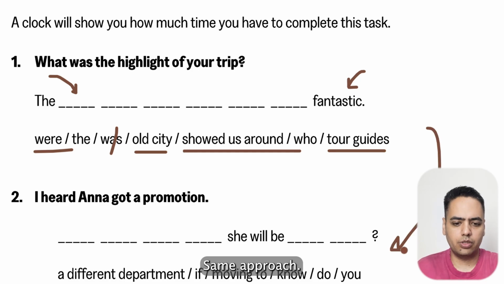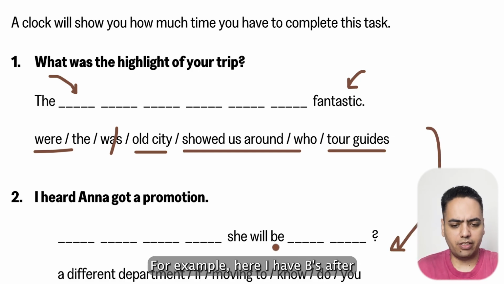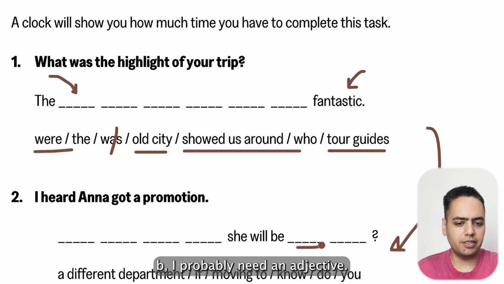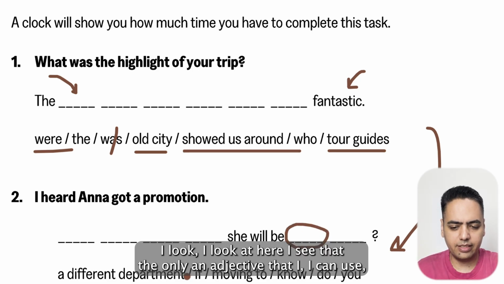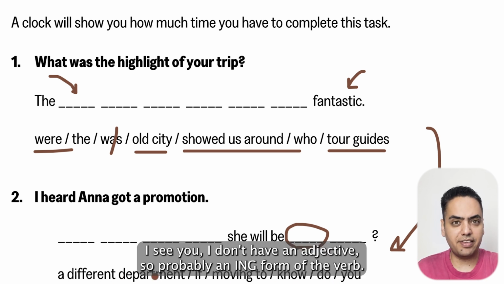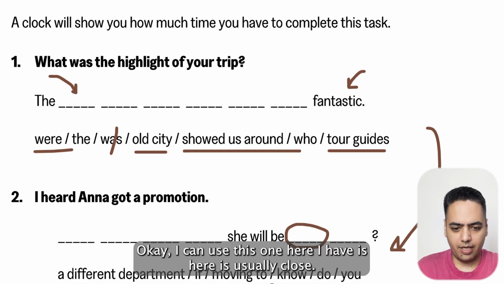Same approach. For example, here I have be. So after be, I probably need an adjective. I look at here, I see that I don't have an adjective, so probably an ing form of the verb. Okay, I can use this one here.